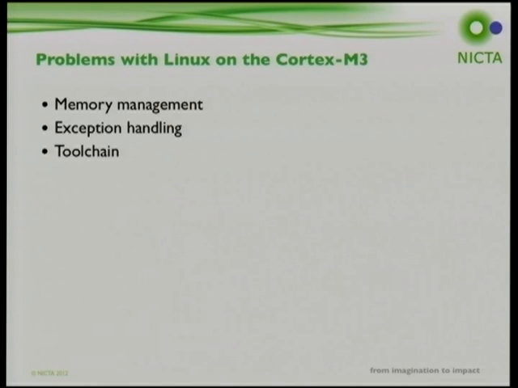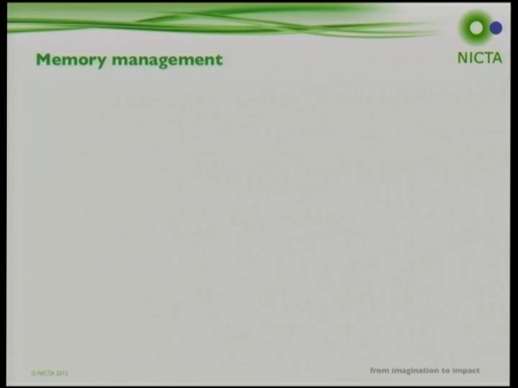When we were doing this, we came across a whole bunch of problems. I'm going to go through three main problems. There were problems with memory management, obviously, because the M3s are designed without support for memory management. There were also some issues with the exception handling on the M3s. And then we had some issues with toolchains. So first, memory management. I'm going to briefly go through what memory management is, just quickly.